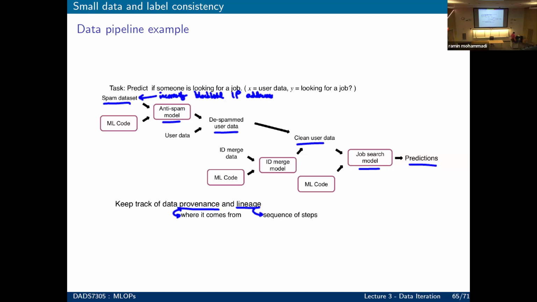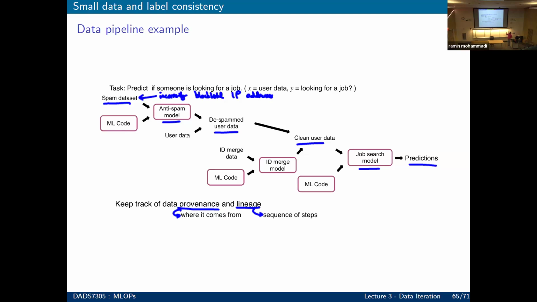Now, let's look at one data pipeline for the same example that we saw when you try to do user ID merging between an app and a website. Start on the left corner. You see the spam data set. That's a data set that you have, which has users with resumes and stuff like that, and you don't know which one is good, which one is bad.